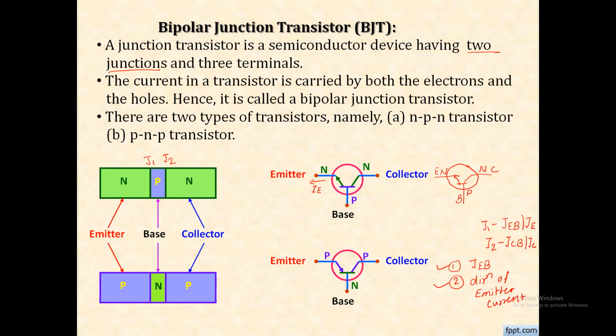And the second criterion: the arrow indicates the direction of emitter current. Now, this arrow is inside the circle, so it indicates that the emitter current is the incoming current for a PNP type of transistor here. And we know that current always flows from the P region to the N region, so this is the direction of the arrow. Get it, my point?